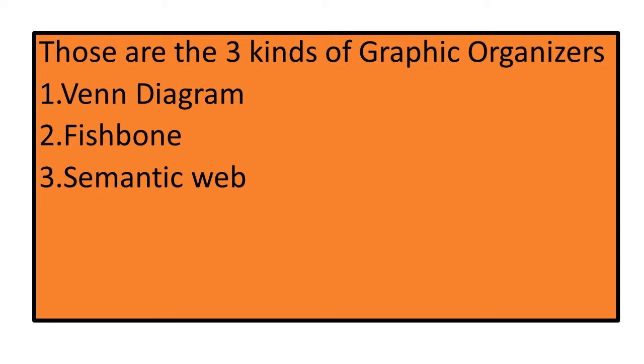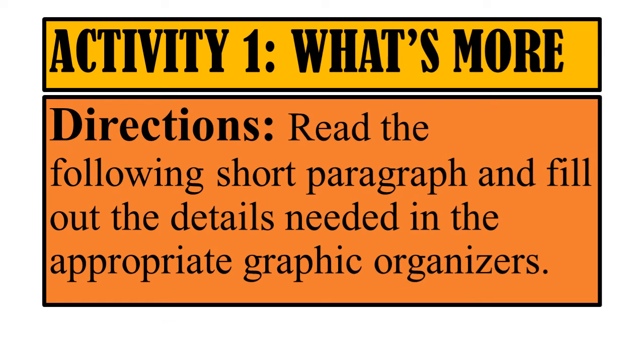Just put it in your mind that we have Venn diagram, fishbone, and semantic web. I guess that you know already the meaning of graphic organizer and the three kinds of it. It's time to have our activity number 1, entitled What's More? Directions: Read the following short paragraph and fill out the details needed in the appropriate graphic organizers.